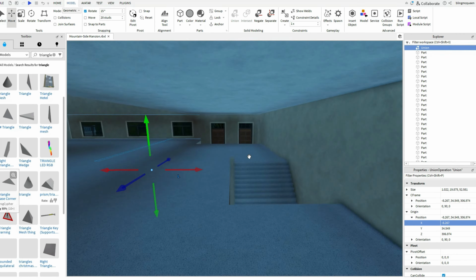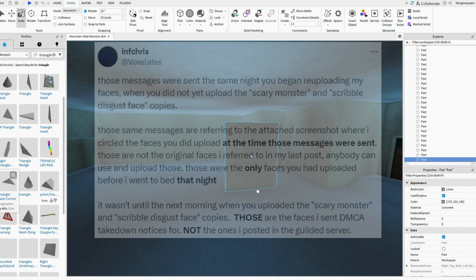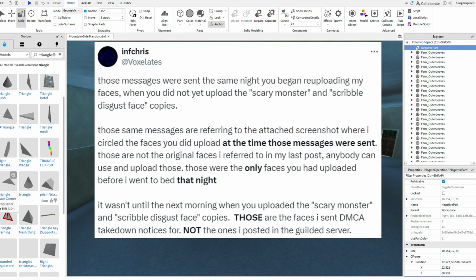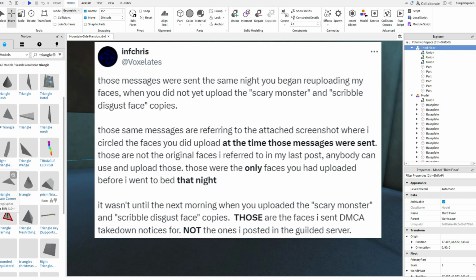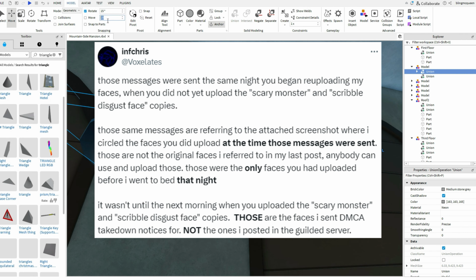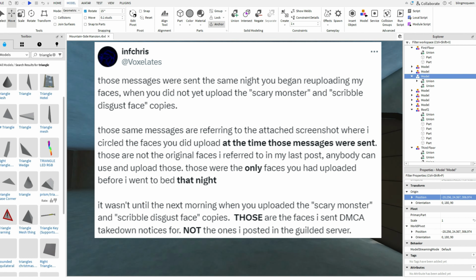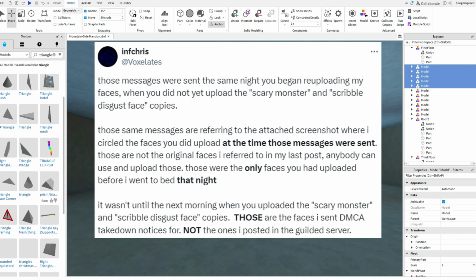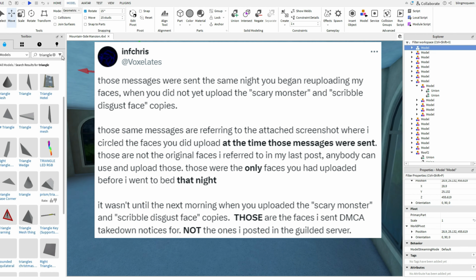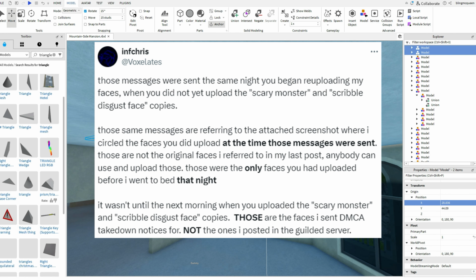Chris clarifies in another tweet stating, "Those messages were sent the same night you began re-uploading my faces, when you did not yet upload the scary monster and scribble disgust face copies. Those same messages are referring to the attached screenshot where I circled the faces you did upload at the time those messages were sent. Those are not the original faces I refer to in my last post. Anybody can use and upload those. Those were the only faces you had uploaded before I went to bed that night."